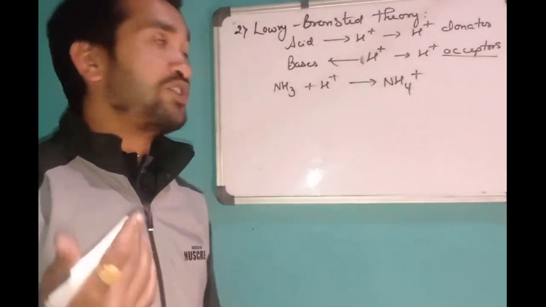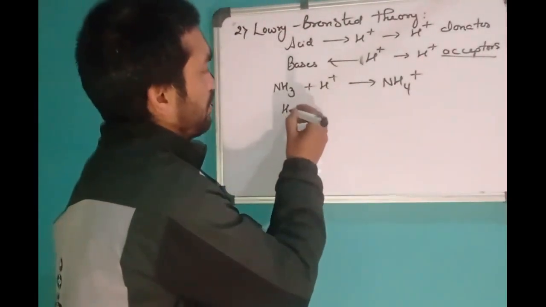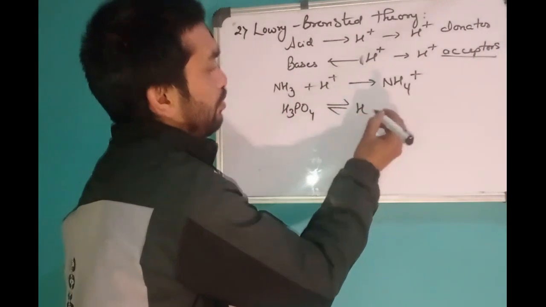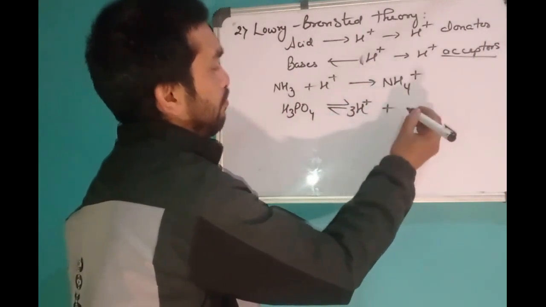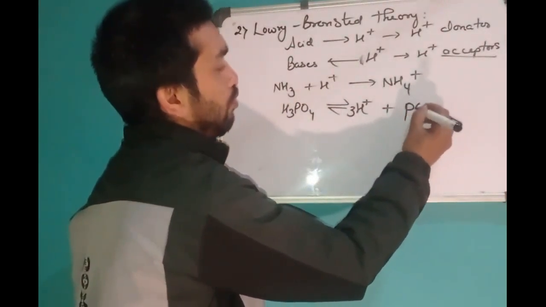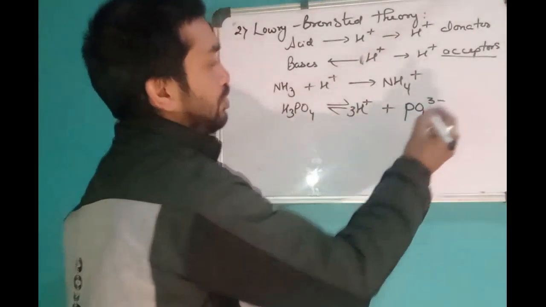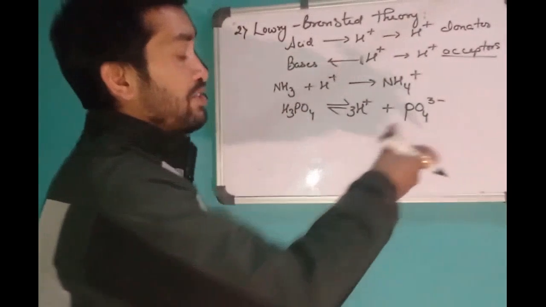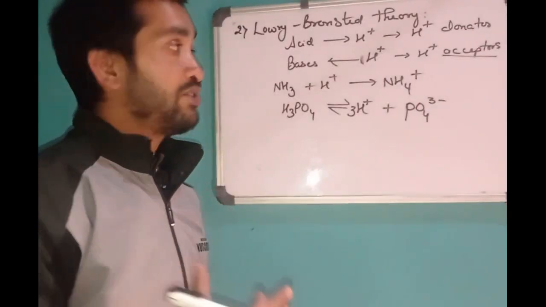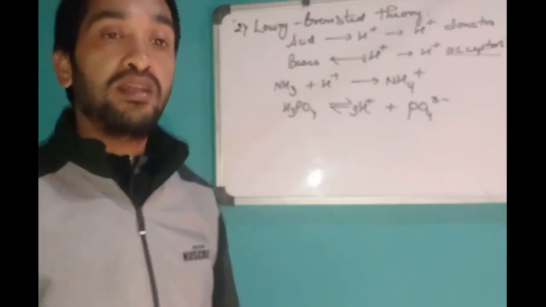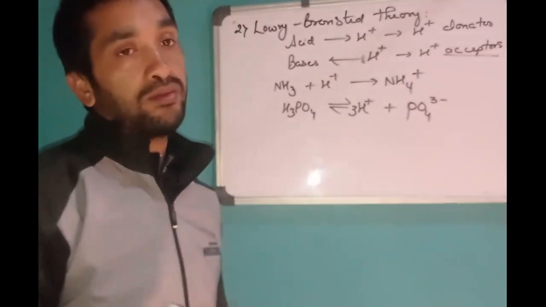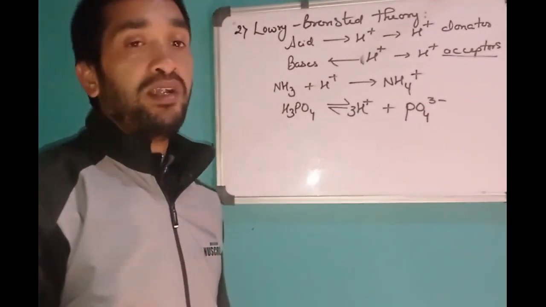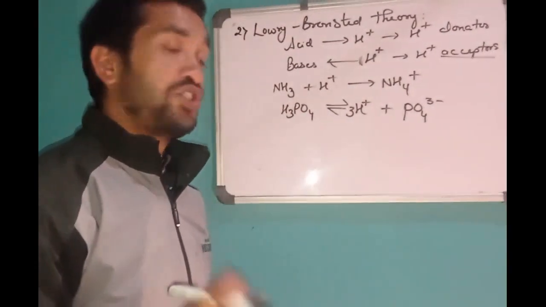HCl, H2SO4, H3PO4. Any acid you can take. Suppose you are taking phosphoric acid. It will give out 3 H plus ions plus PO4 with charge 3 negative. Now how to know whether the ions that you have made on the right hand side are correct or not? It's very simple. You have to maintain the neutrality, meaning the charge should be neutral.